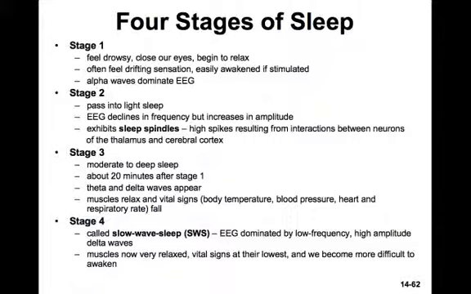At this time, theta and delta waves appear. The muscles relax and the vital signs will fall. That includes body temperature, blood pressure, heart rate, and respiratory rate. Stage 4 is also called slow wave sleep. The EEG is dominated by low-frequency, high-amplitude delta waves. Muscles are now very relaxed, vital signs are at their lowest, and we become very difficult to awaken.